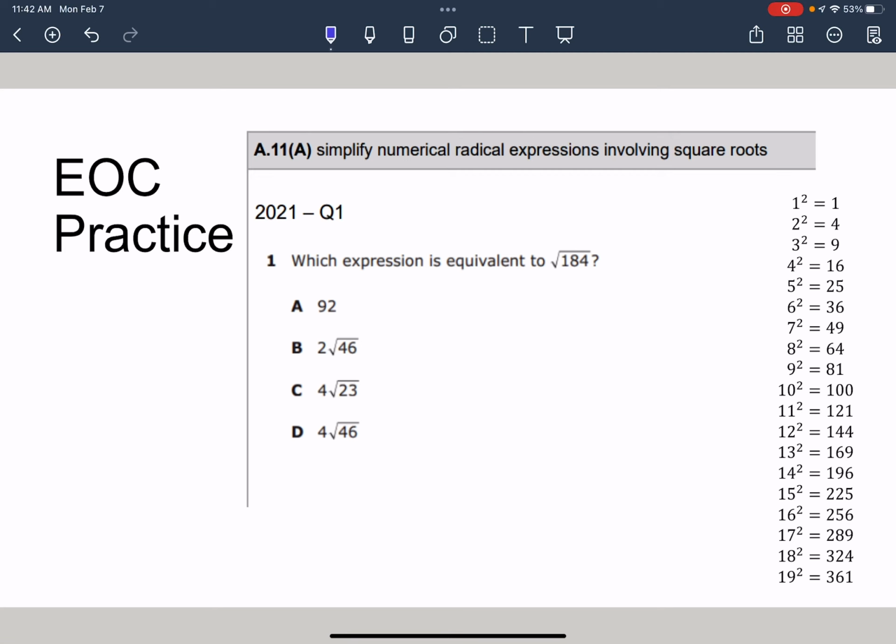Okay, so let's look at this practice question here. What expression is equivalent to the square root of 184? We want to go through this list and see which is the biggest perfect square that will evenly divide 184. When you do this, you'll find that 4 is the biggest perfect square that will do so. So you'll have the square root of 4 times the square root of 46. The square root of 4 reduces to 2, so this will be 2 times the square root of 46, which is answer choice B.